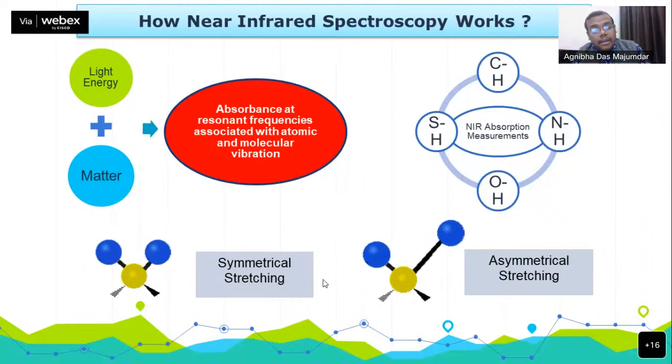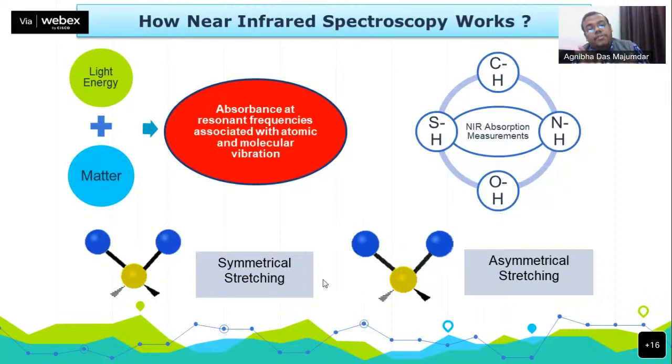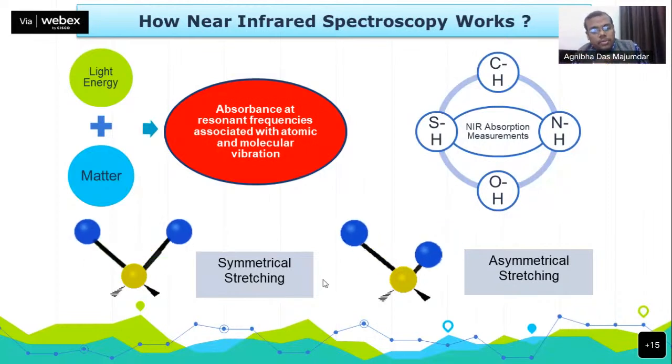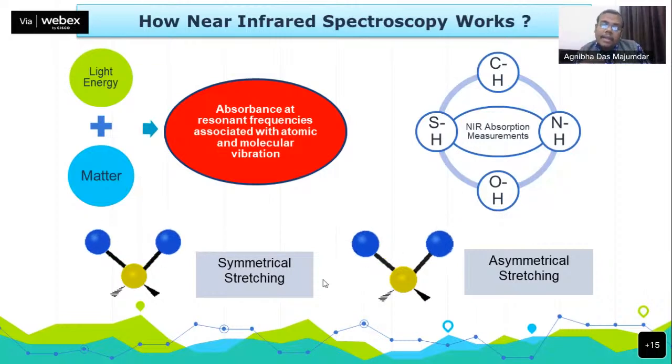But if their frequency matches the frequency of the radiation coming from the NIR source, then only that molecule absorbs those radiations. And whenever that molecule absorbs those radiations, it will show some dips or some peaks that we will get in the spectral images. So after the absorbance of the radiations, it will show the final spectra.